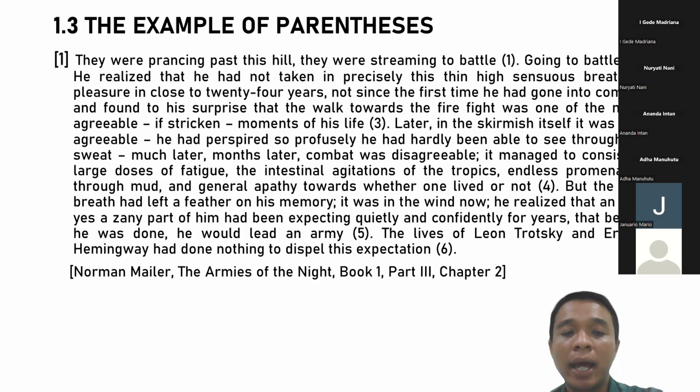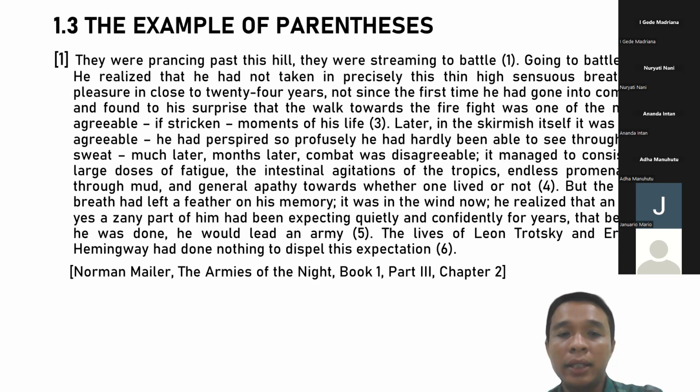But the first breath had left a feather on his memory. It was in the wind now. He realized that some part of him had been expecting quietly and confidently for years that before he was done, he would lead an army. The lives of Leon Trotsky and Ernest Hemingway had done nothing to dispel this expectation.